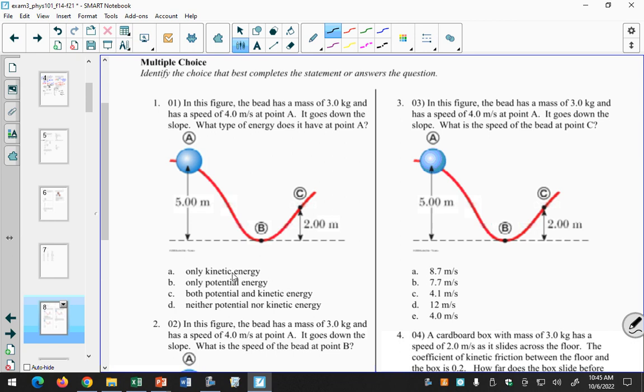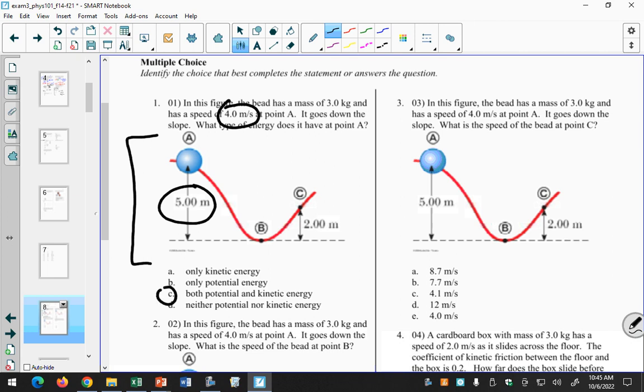Let's see, what type of energy does this object have at point A? Well, it has a height at point A. It says it also has a speed. So what type of energy does it have at point A? It has both, right. It has both potential and kinetic energy.